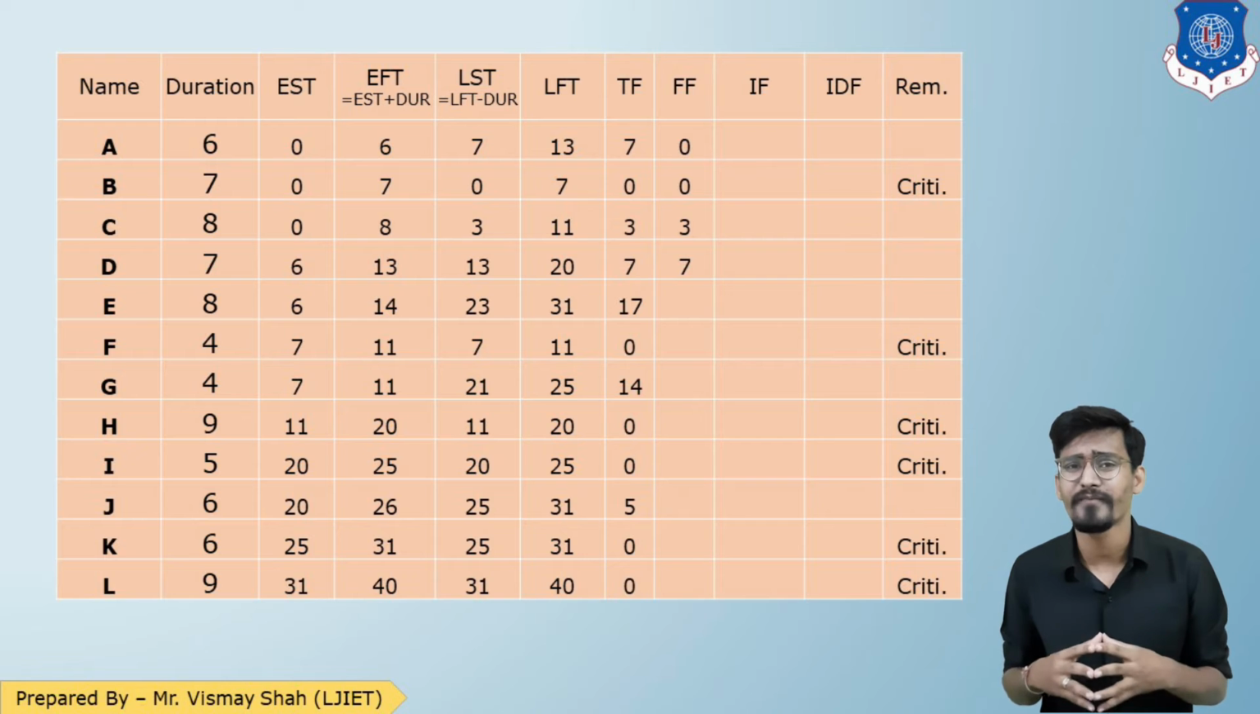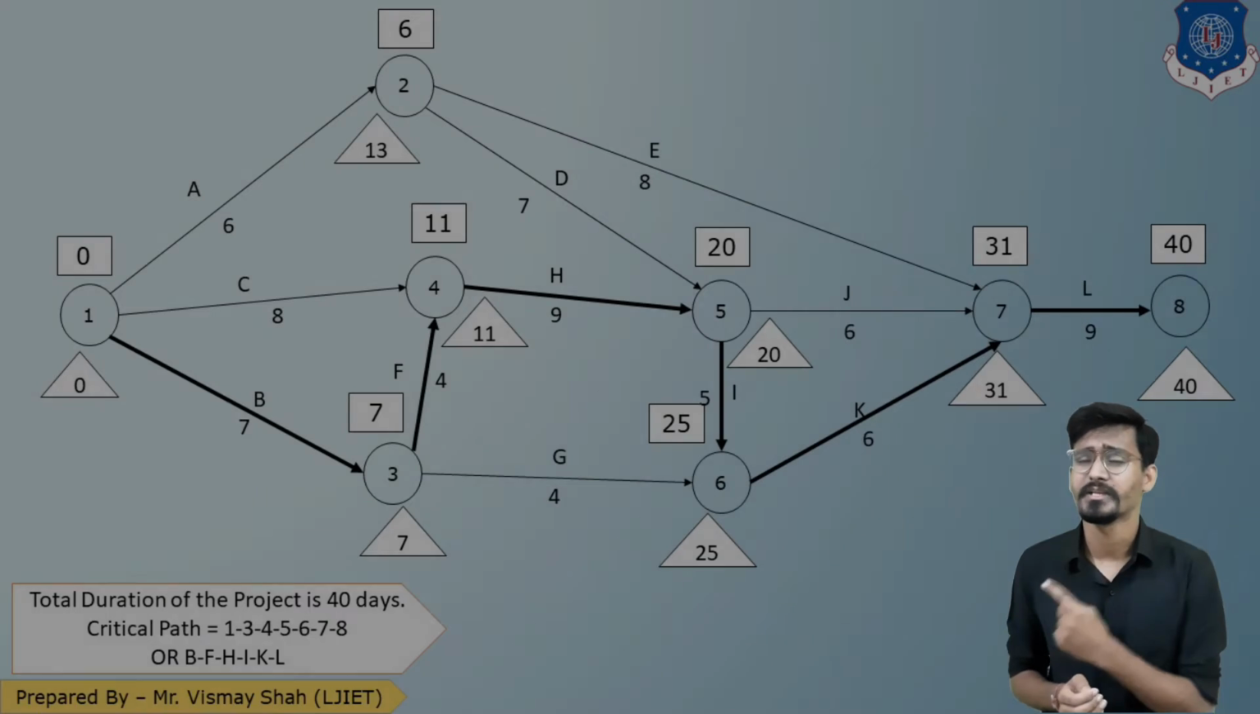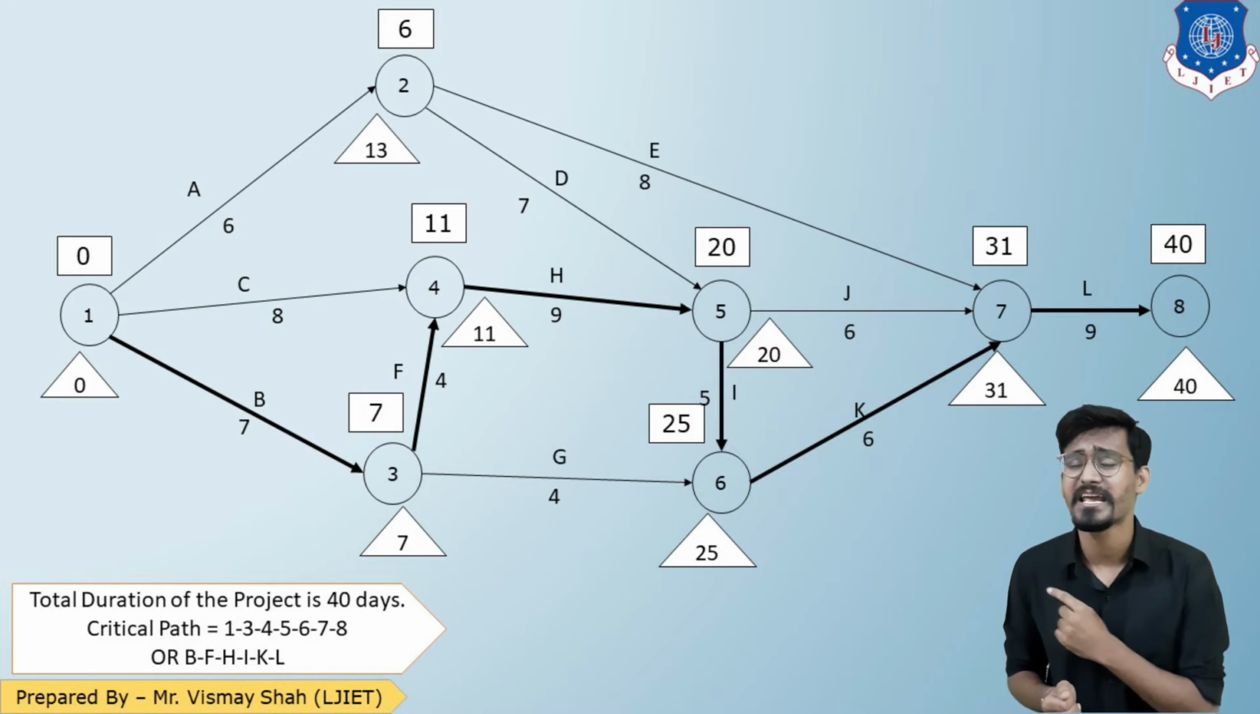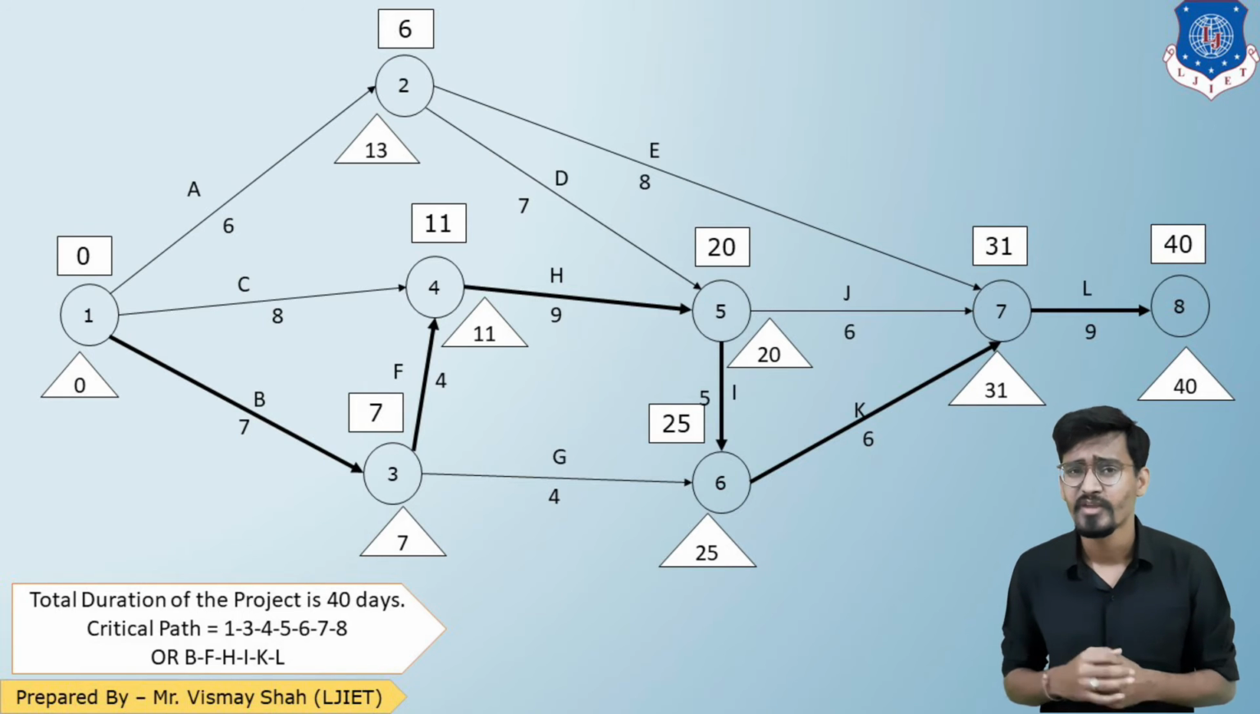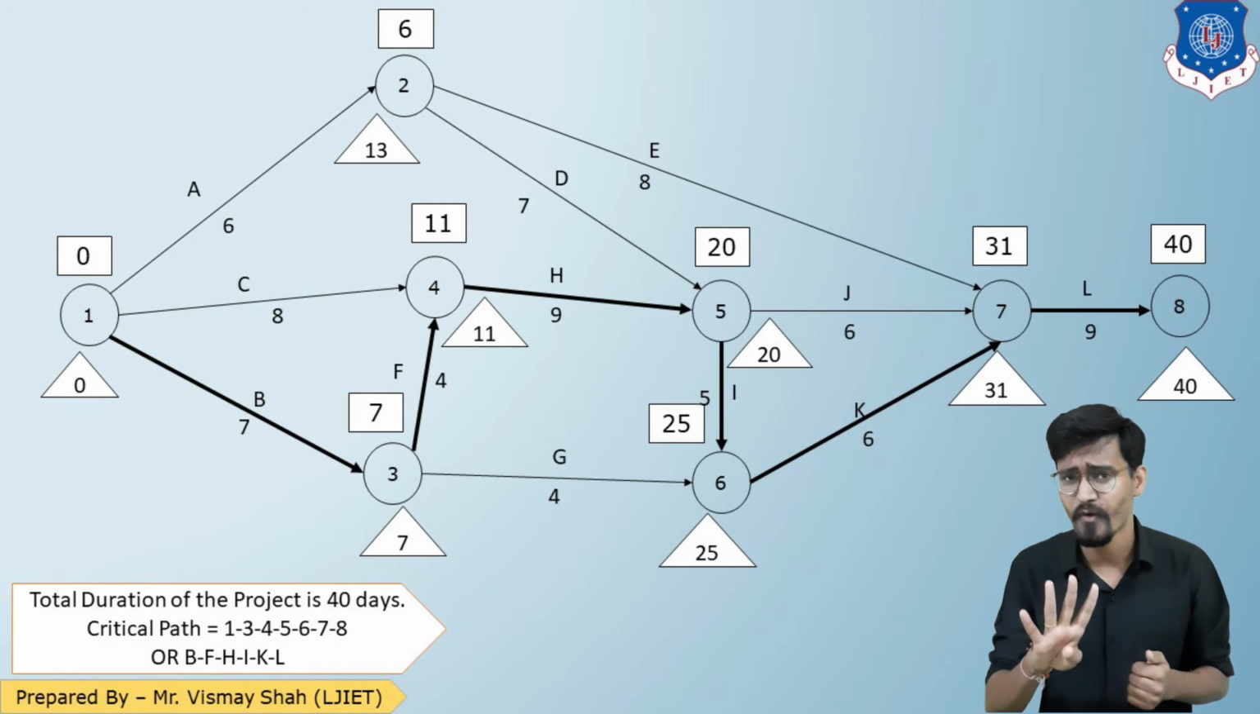Now in the case of activity L, let us see. So in the network, as you can see, L is the last activity from which there is nothing coming out. So L will be the last activity. In such cases, EST will be taken as total duration, that is 40.